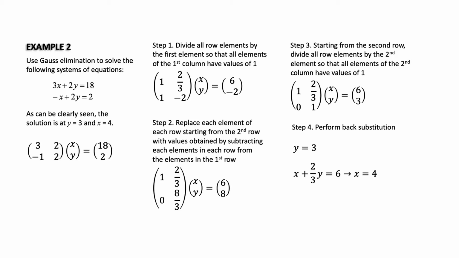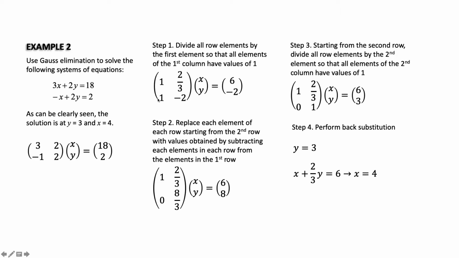Step 2. Replace each element of each row, starting from the second row, with values obtained by subtracting each element in each row from the elements in the first row. Basically, what we want to do is to make this value 0. And how are we going to do that?